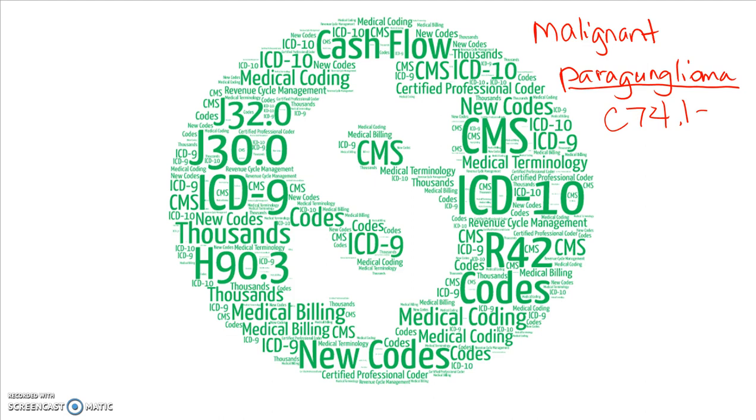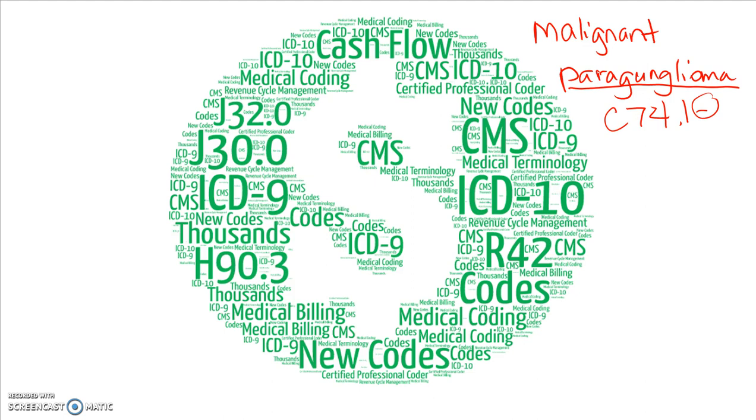Here's another reason why you want to make sure you always turn to your tabular list and verify the code. For one reason, we see this dash, which does tell us that there are other digits to be added from the tabular list. So let's go back to your tabular list in your ICD-10 manual. Find C74.1 and you see a red stop sign by that code. That also tells you that that's an incomplete code.